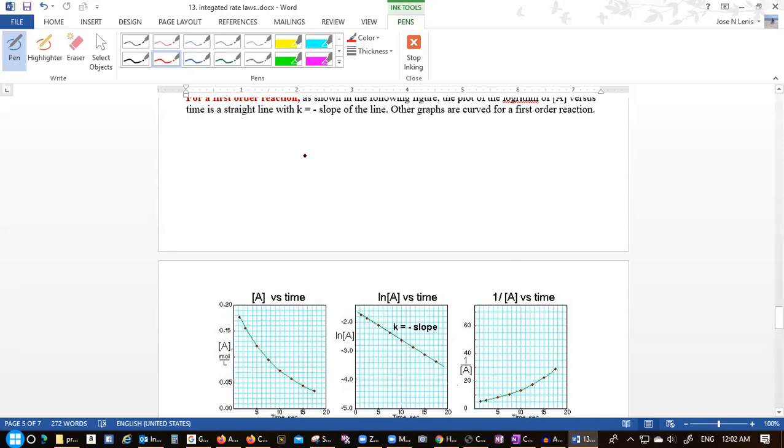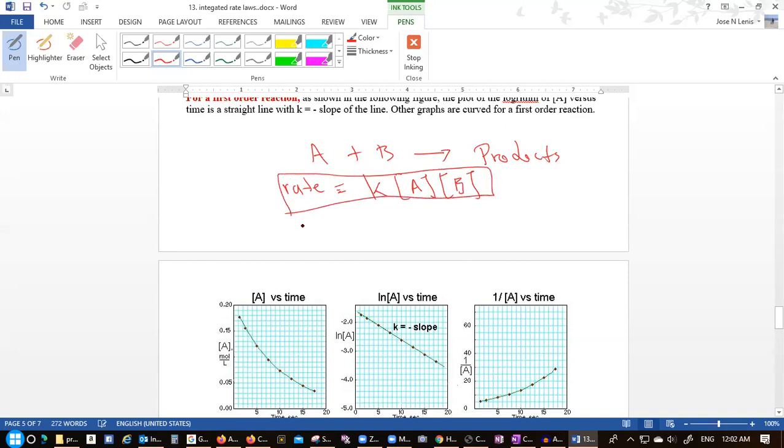Okay, let me write it here again. A plus B to make product, and we want to know what is the order of the reaction. We want to know what is the rate law. We know the shape. The shape has to be rate constant times concentration of A times concentration of B. We already know this because that is what we call the rate law. So it has to be this way.